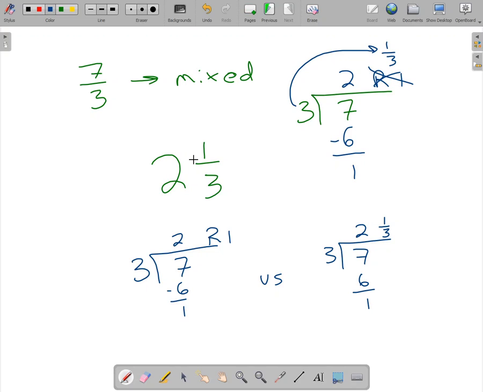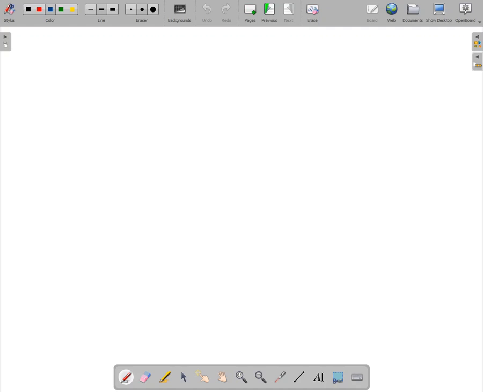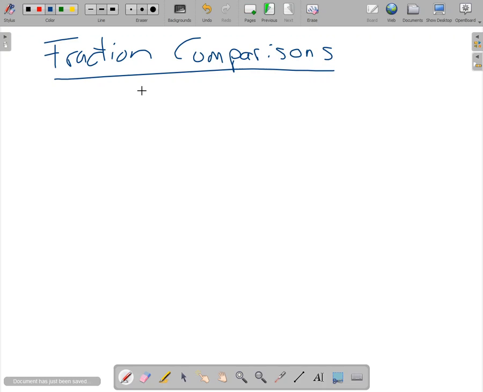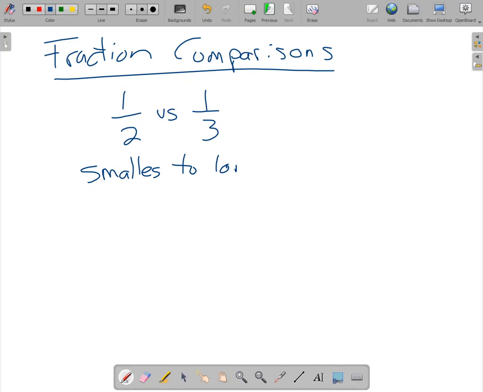All right, so let's see. Next, we're going to take a look at some fraction comparisons. So, a super easy one: 1/2 versus 1/3. One is smaller, yes. So did I put these in order? Are these smallest to largest?